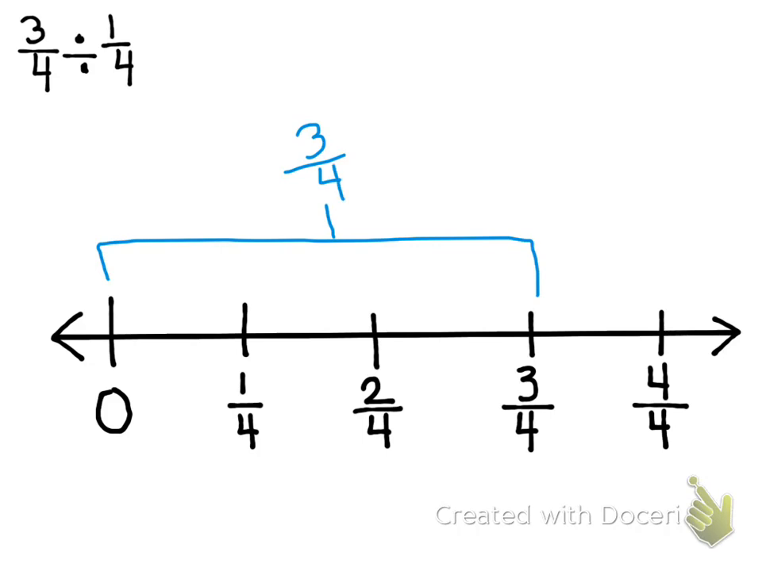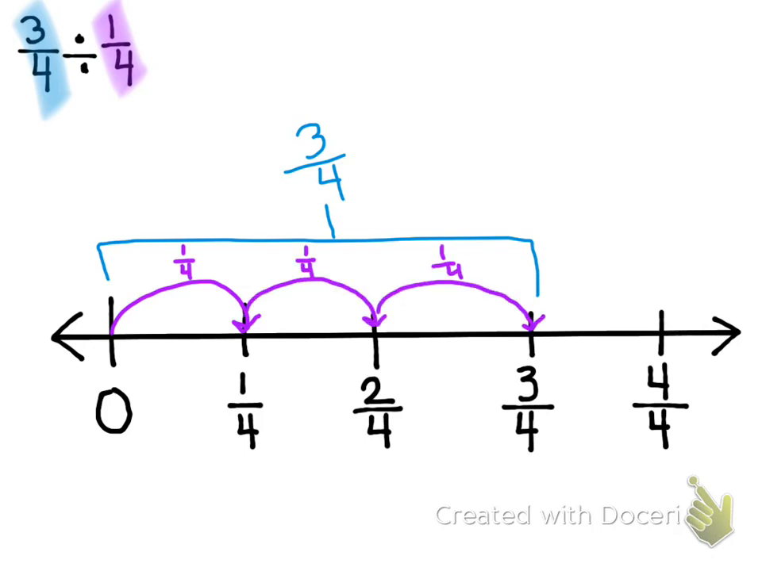So in the area where I have the 3/4 that I labeled in blue, I want to know how many groups of 1/4 I can make. So here's 1, 2 groups, and 3 groups of 1/4. So I can conclude that 3/4 divided by 1/4 equals 3. Now, which one should you use? You use the one that makes more sense to you.